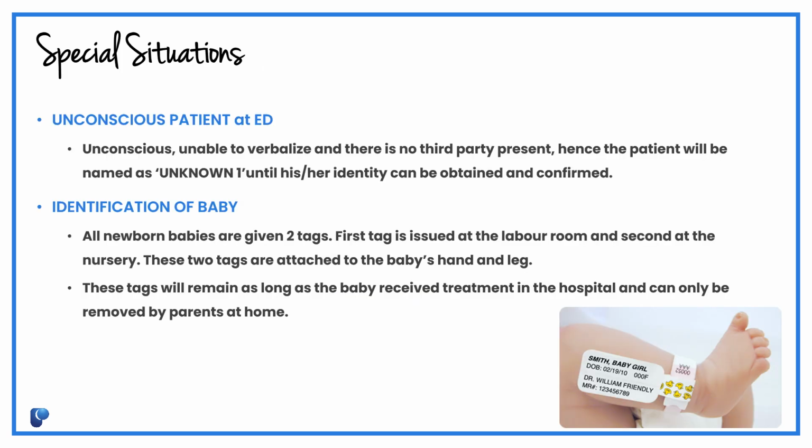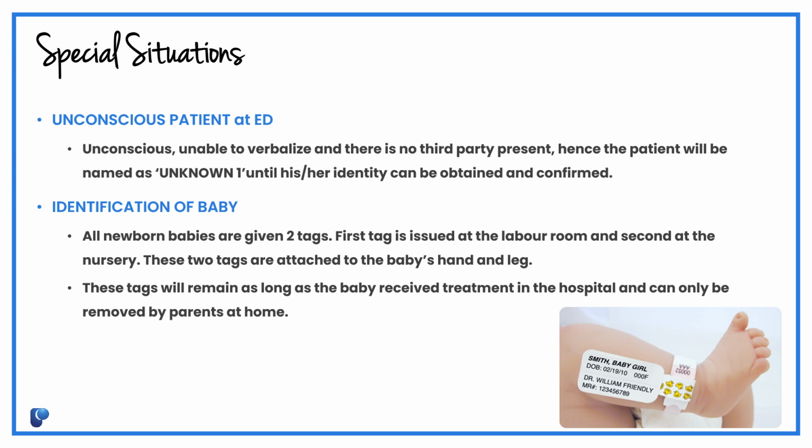Here are a few special situations where we need to identify patients using wristbands when they do not have a name yet. For example, an unconscious patient in the ED whose name we do not know. What happens is we will name this patient as unknown 1. If there happens to be another patient, we'll name that patient unknown 2.